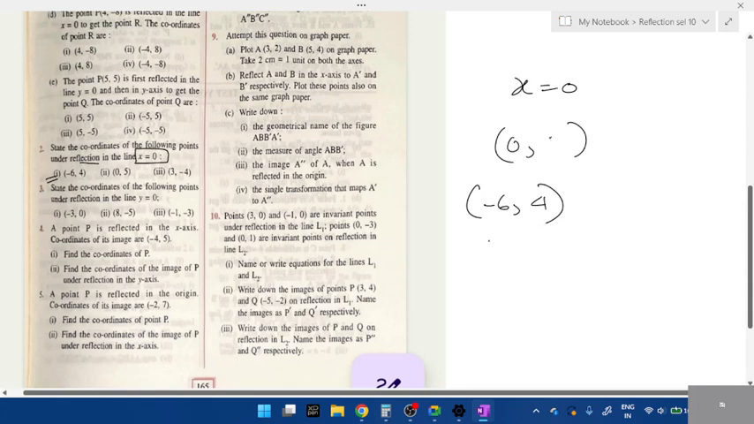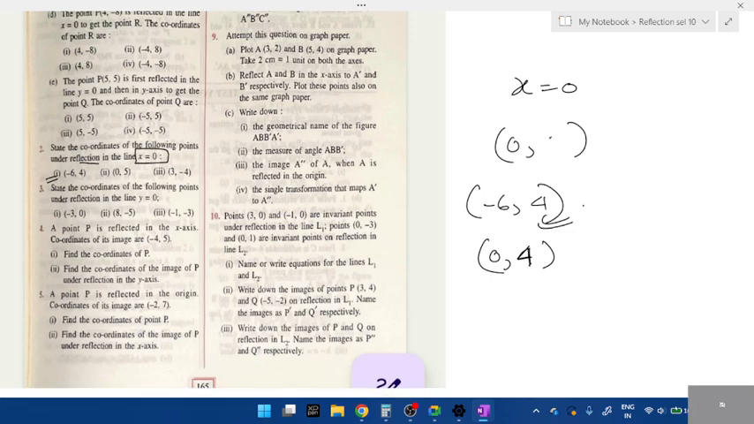So what will be the answer here? Just put 0 comma 4. Only y will be. Can you just check the answer? Is it 0 comma 4 under y axis? Point P, find the coordinate. What's the answer? 6 comma.